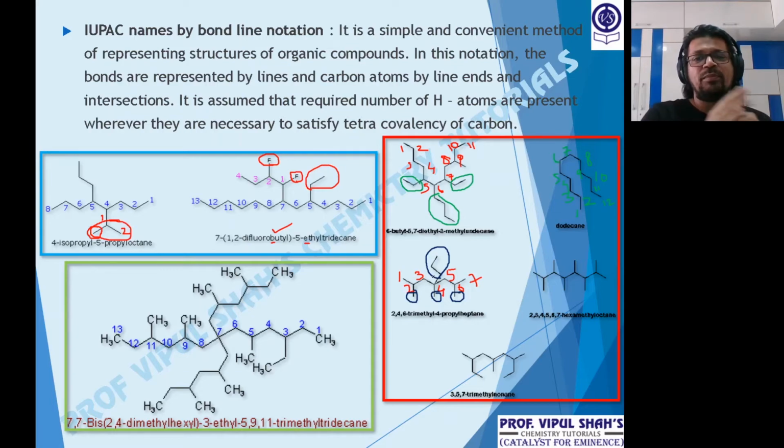Okay, so this will be 2, 4, 6 trimethyl, 4 propyl, because it's in a straight chain, skeleton of 7. That will be heptane. Getting everybody? So first, whenever the bond line is there, each one is carbon and the corresponding hydrogen atoms are to be satisfied. Wherever the lines are joining, each one is carbon, and where it ends is also a carbon atom. So the end ones are also all carbon atoms.